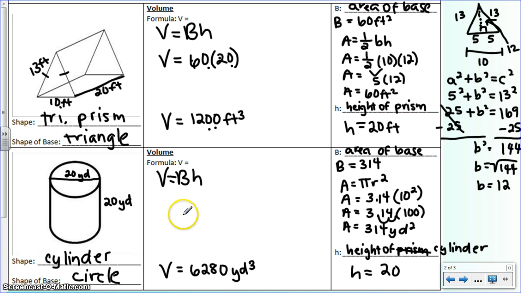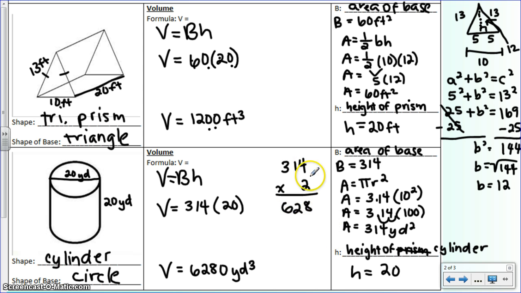Okay, well now I have pretty much all I need, so I'm going to substitute that in. Area of the base is 314 times the height of the prism, which is 20. Oh, sorry, I keep saying prism, it should be cylinder. The height of the cylinder in this case is 20. 314 times 20, well, I know that 314 times 2, that's 8, 2, and 6. So if it's 20, I just add a 0. And that's where I get 6,280 yards cubed.